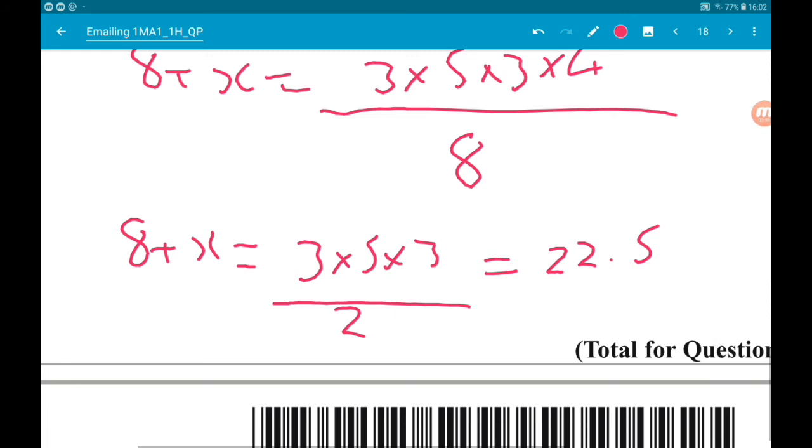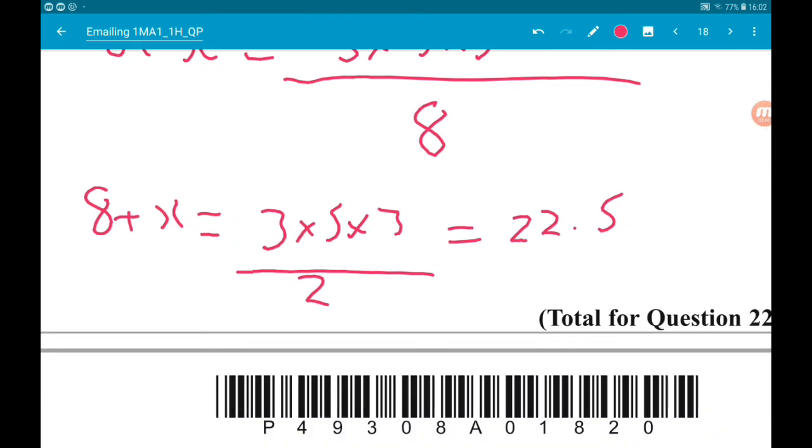So if 8 add x is 22.5, take away the 8, and we would get x is 14.5. Cool.